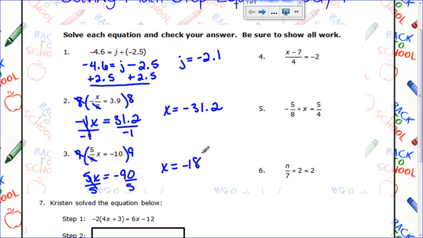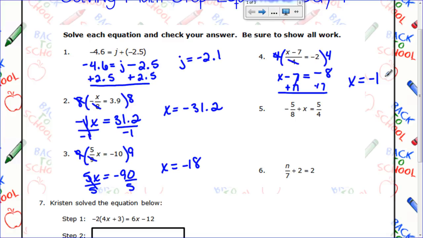Now number 4 is different than number 3 only because everything's being divided by 4. And so the first thing I'm going to do is get rid of that divided by 4. I want the fraction, that denominator, to go away. So I'm going to multiply both sides by 4. And that leaves me, because my 4's cancel, with an x minus 7 here. And this becomes negative 8 when I multiply by 4. And so to finish solving, I'm going to add 7 to both sides. And now I get that x equals negative 1.